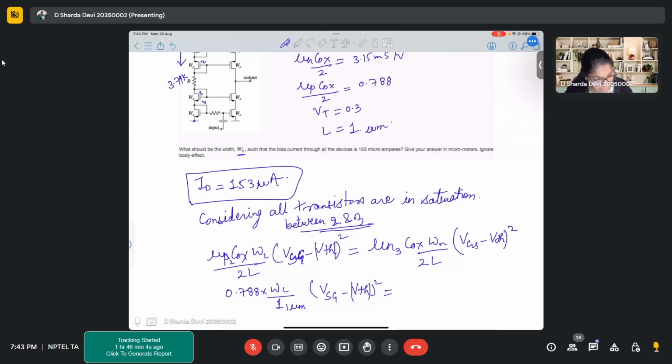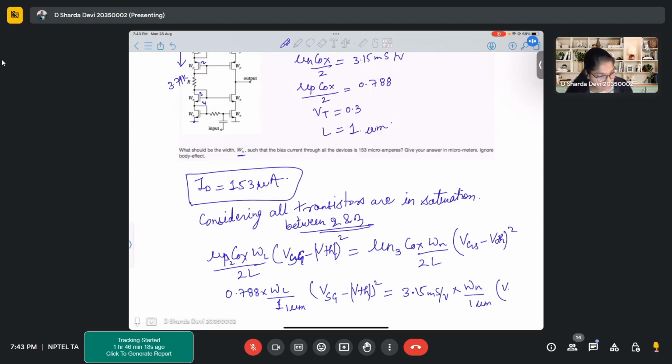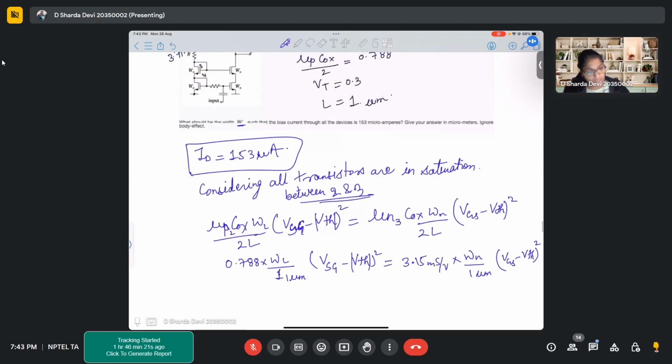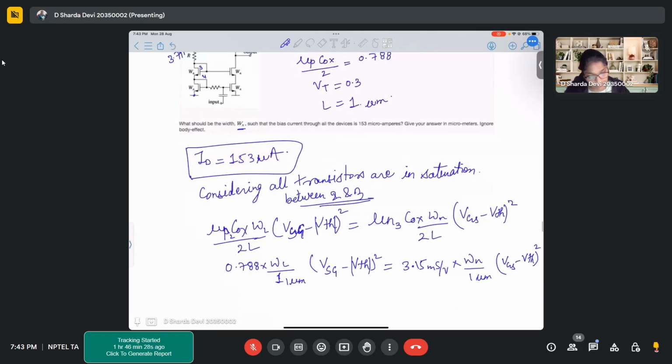VSG into 3.15 Wn by 1 micrometer, VGS minus VTH whole square. It is given that WP is 4 times of WN, so it is 0.788 into 1 micrometer into 4 WN, VSG minus VTH whole square is 3.15 into 1 micrometer, VGS minus VTH whole square.